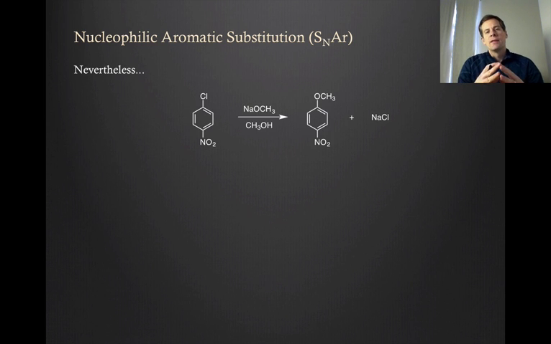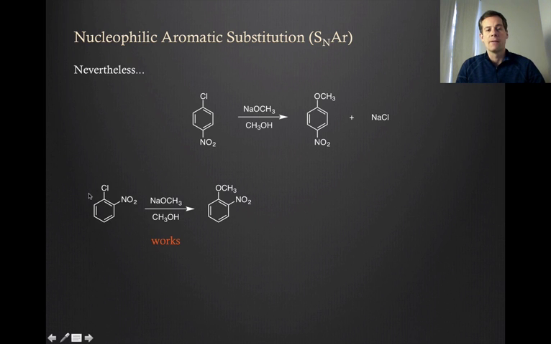But then why does this reaction work? If we take parachloronitrobenzene and treat it with sodium methoxide and methanol, we actually see that chloride substituted with a methoxy group. So how does that work? Well, let's look at just a couple more examples to get a few clues.